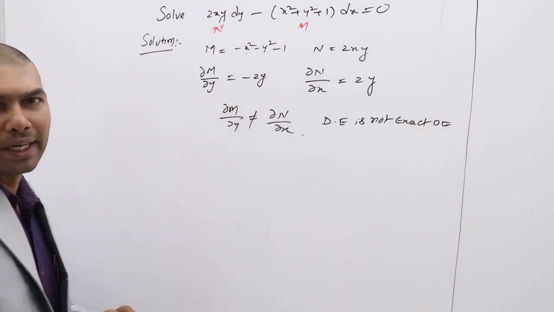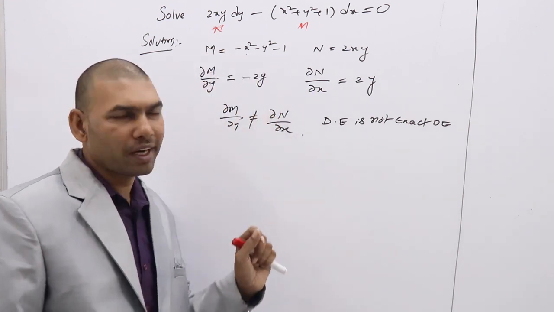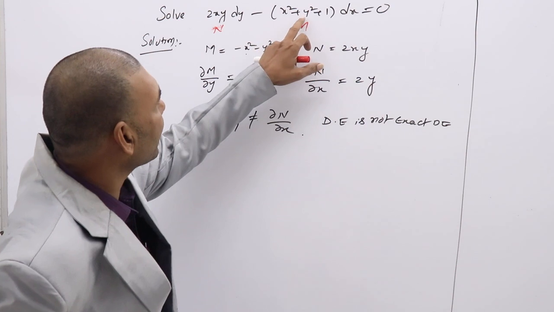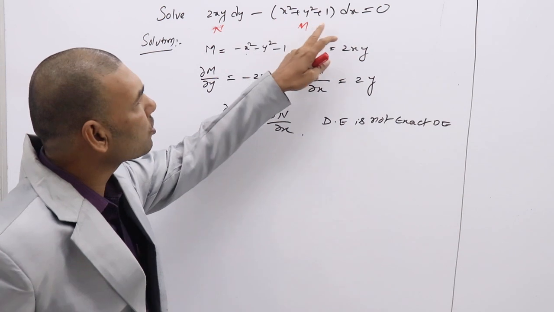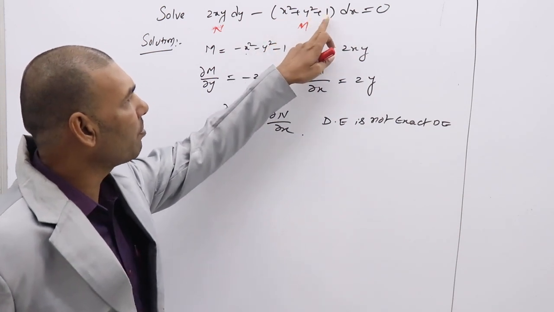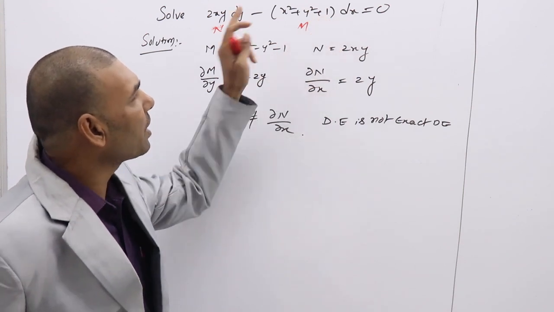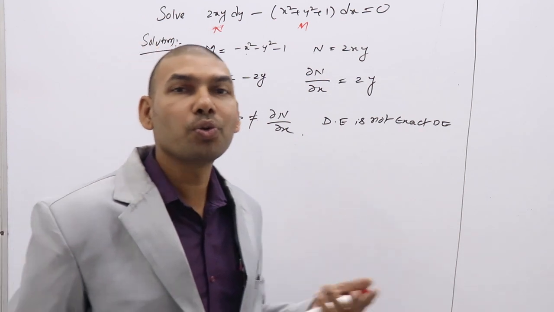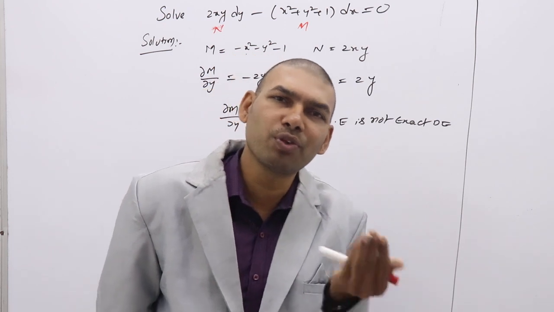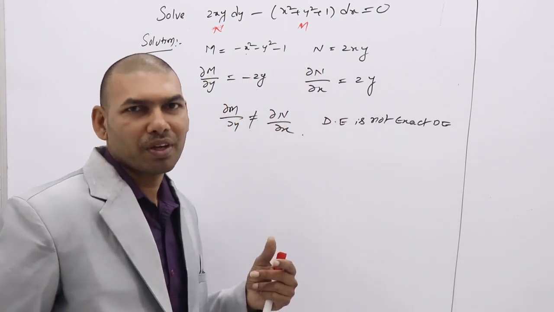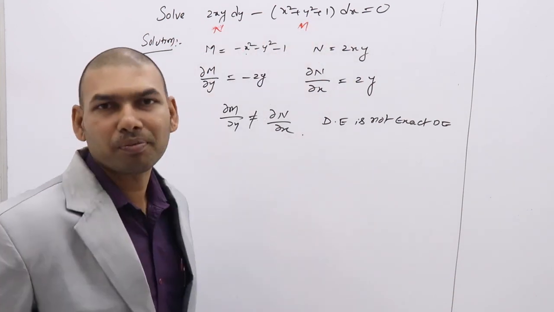We need to think about integrating factors. There are so many integrating factors. If all the terms have the same degree, we use one. If you can take y common here and x common here, then we use another. But here all the terms do not have the same degree. X square, y square have the same degree, but one term has degree 0. You cannot take y common here. Then we cannot think about the two integrating factors, 1 by mx plus ny and 1 by mx minus ny. 1 by mx plus ny we use when all the terms have the same degree. 1 by mx minus ny we use when we can take y common and x common.